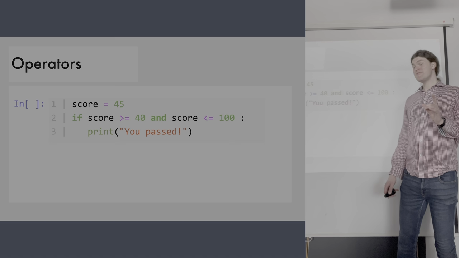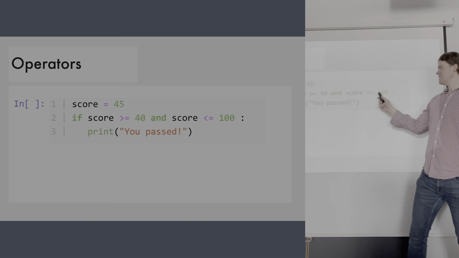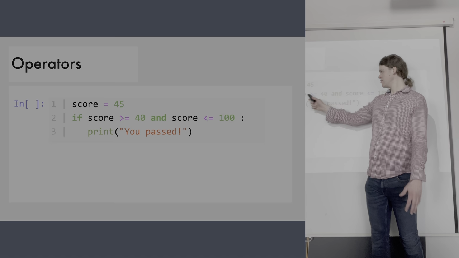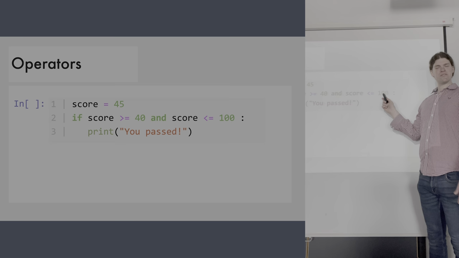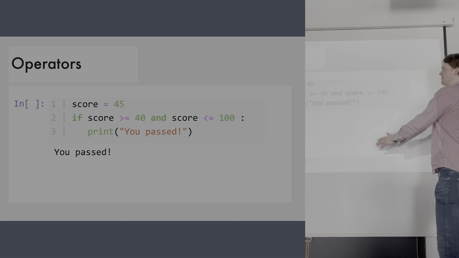So here, we've done just that. We've put two comparisons in now. So score 45. We've got one comparison happening, and we've got a second comparison happening. So is score greater than or equal to 40? Yes, it is, it's true. And is score less than or equal to 100? Also yes. So both are true. Do we run this code? Yes, we do, because and means that both of them have to be true. This must be true and this must be true to be able to print out, you passed.